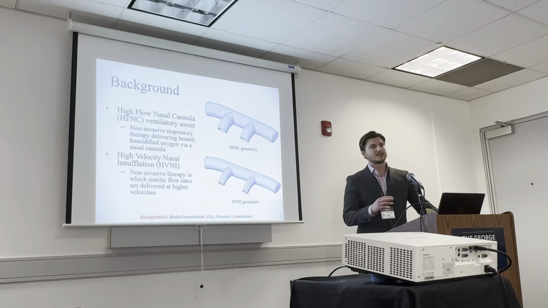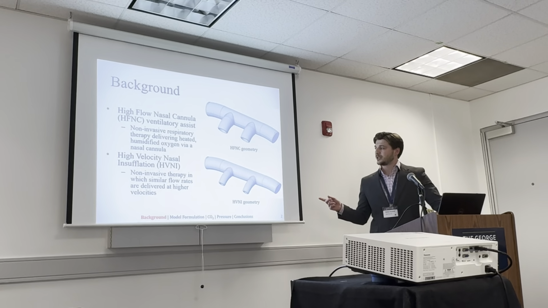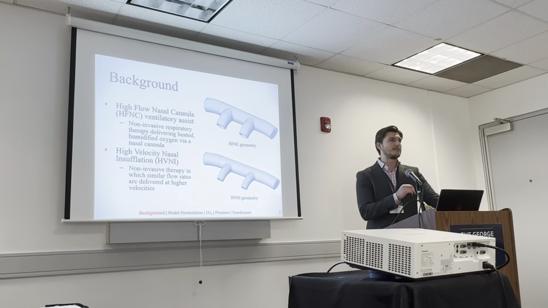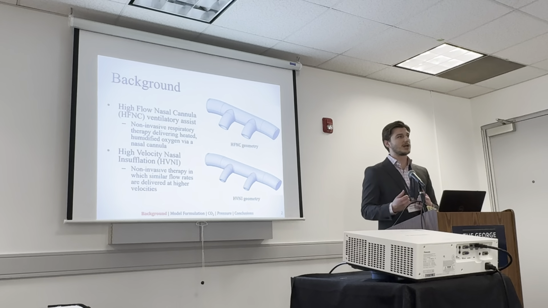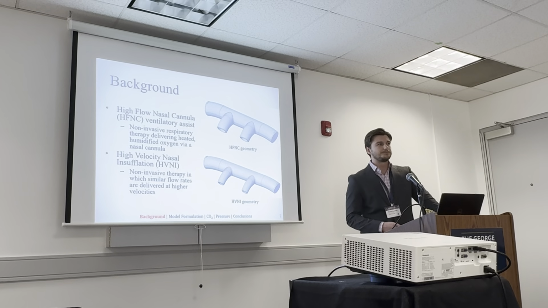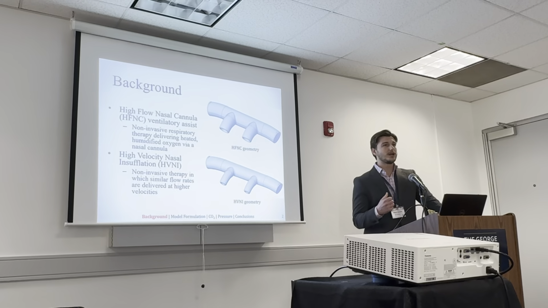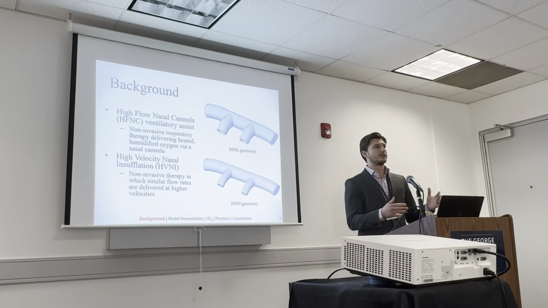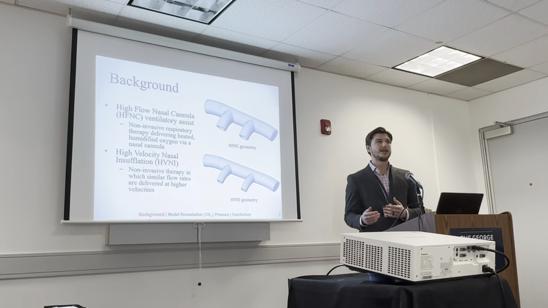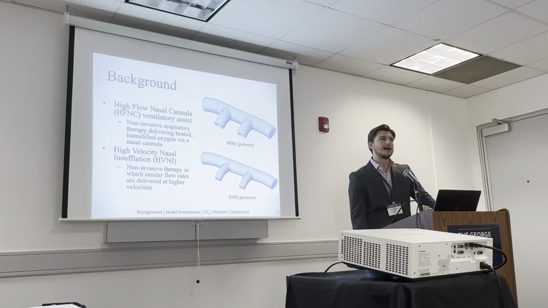This is a subset of HFNC in which the cannula prong geometry is modified, so it's a smaller inner diameter. So if you have the same flow rate as HFNC, it's going to be delivered at a higher velocity. Now, two proposed benefits of this are higher CO2 flush, so in between breath cycles, you're evacuating more CO2 from the upper airway, and then also the potential for higher pressure generation, descending pressure in the airway.